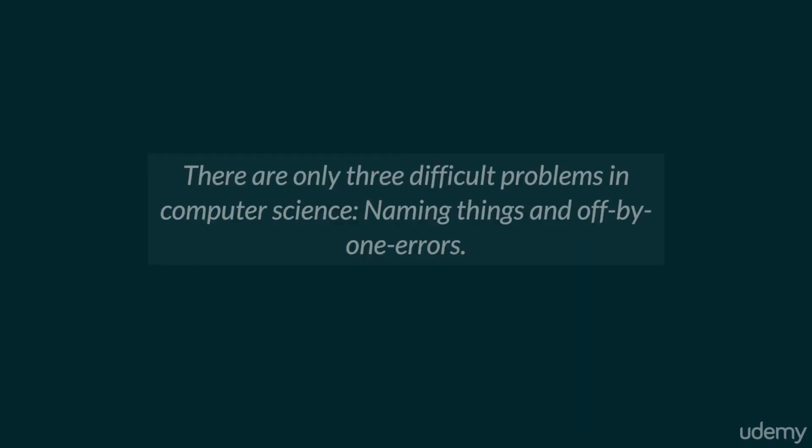There are only 2 difficult problems in computer science: naming things and off by 1 errors. Okay, lame joke aside, how do we name our variables?